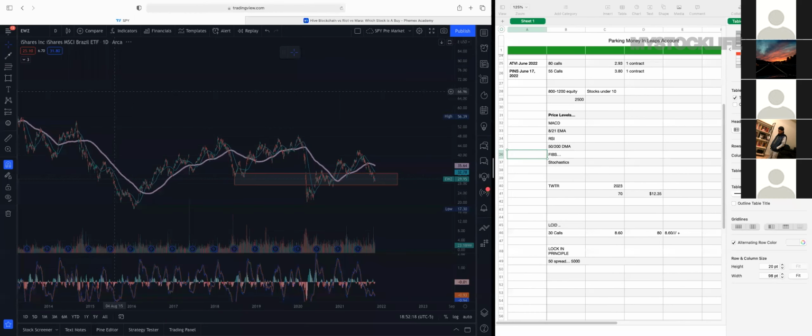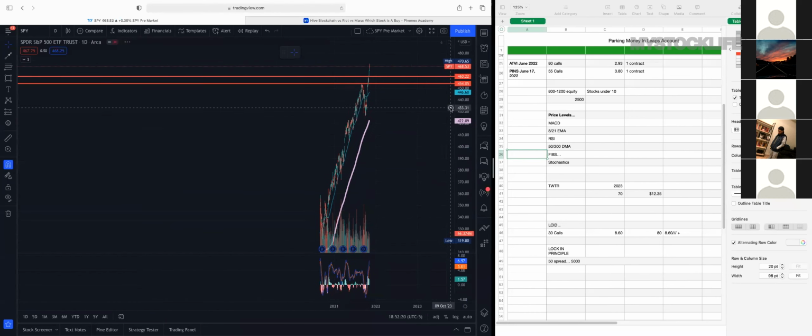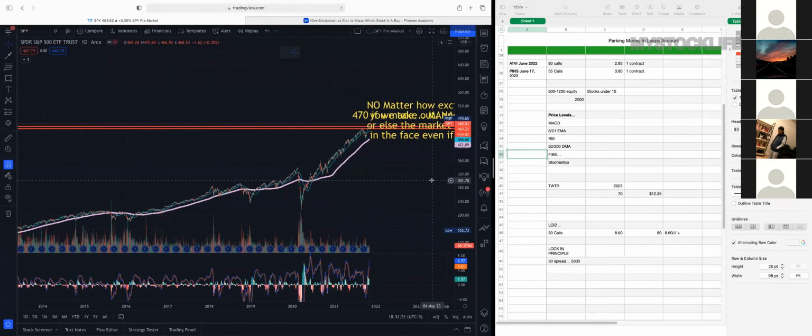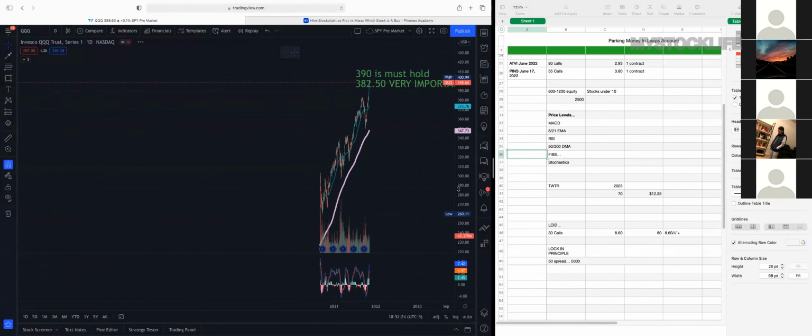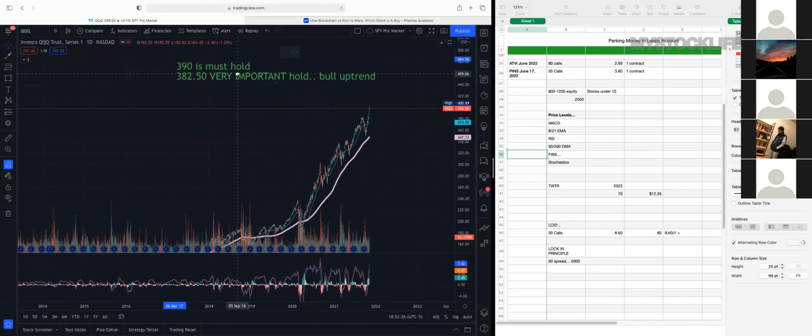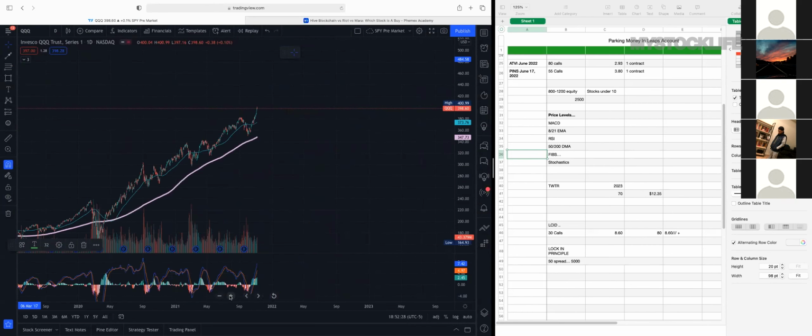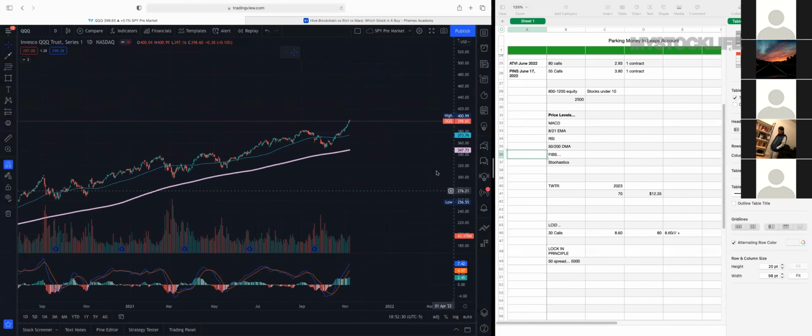So the ones that we have, SPY, QQQ, these are already so high. These I would probably buy on a dip, if I was to buy, because they're very extended, or scale in. I would say scale in.